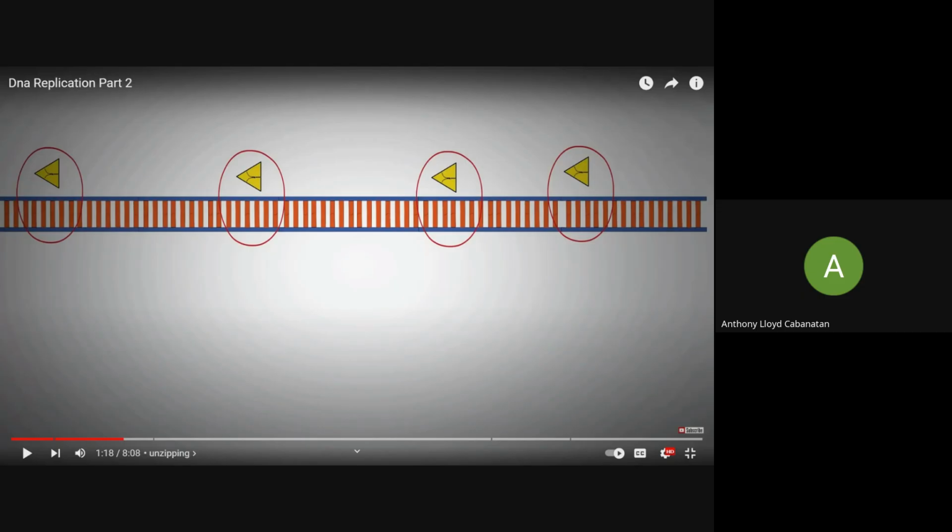Yung sinasabi ko kanina, class, no, na yung DNA replication by portion. So, ang daming helicase dyan, di ba? Na nakapatong sa taas. Ibig sabihin, there are portions of the DNA that will undergo replication, okay, by portion, hindi isang helicase lang for the whole genetic makeup or DNA, okay?